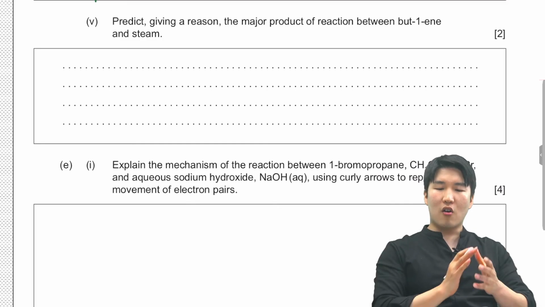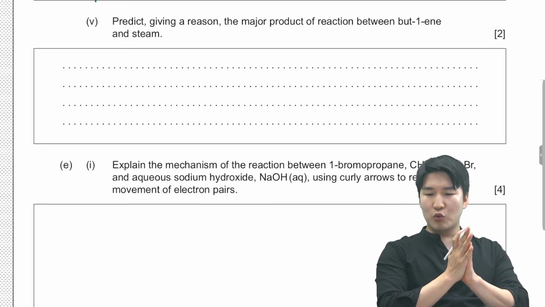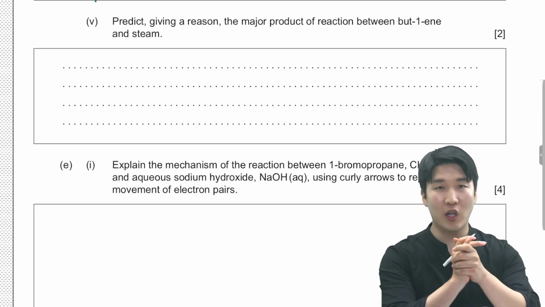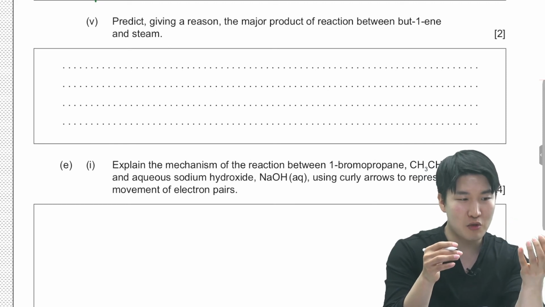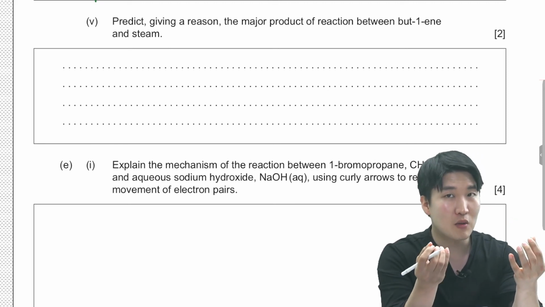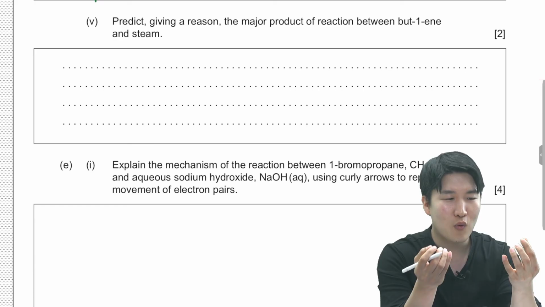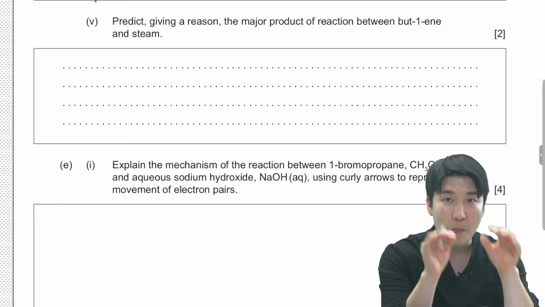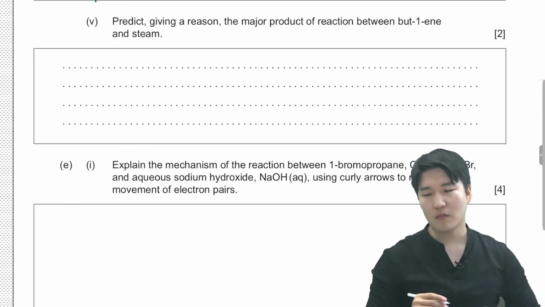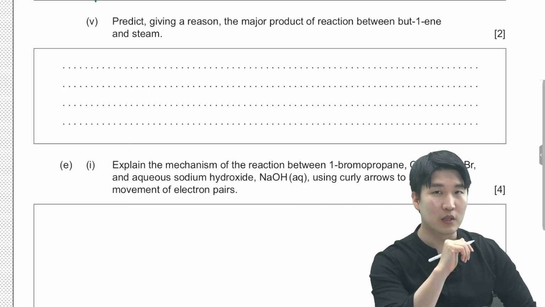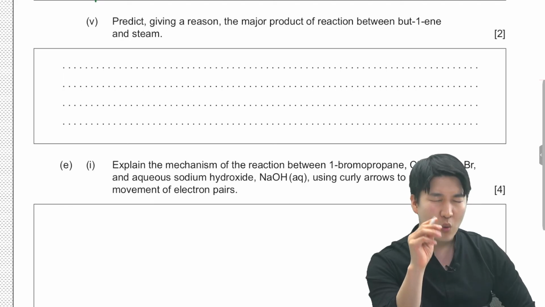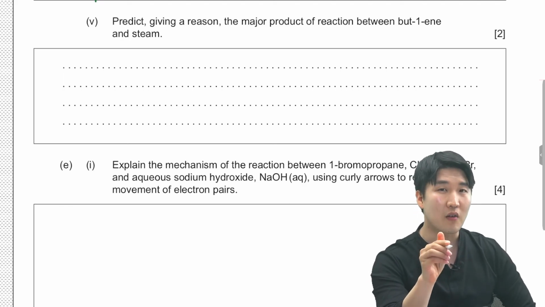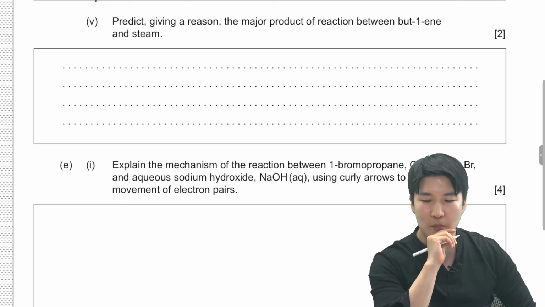The major product of reaction between but-1-ene and steam has a major change into the reaction mechanism. And what's that? We are reacting an unsymmetrical electrophile with unsymmetrical alkene. Therefore, we will have to apply Markovnikov's rule, where there will be 2 products formed, one of which will be major while the other is minor, and that's all to do with the stability of carbocation intermediate.